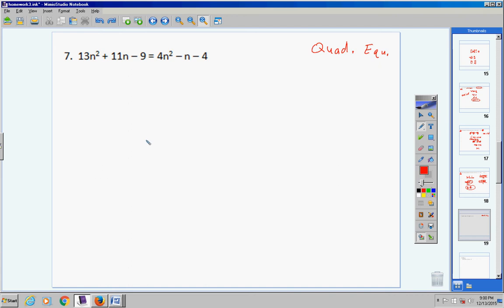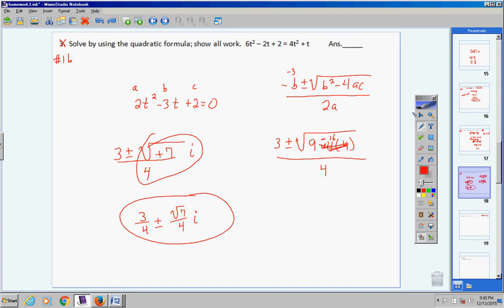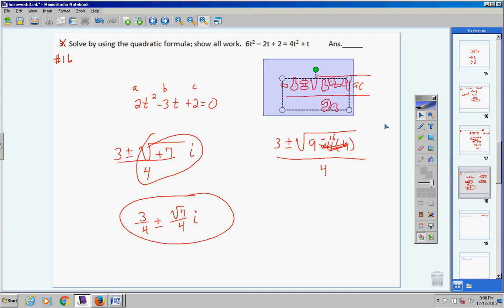Alright? So I'm going to use the quadratic formula. That's just me. That's what I like to use. Okay, let's come over here and get a quick copy of this if we can. And that's not going to work, is it? Might be better just to draw it myself. Alright, there we go.